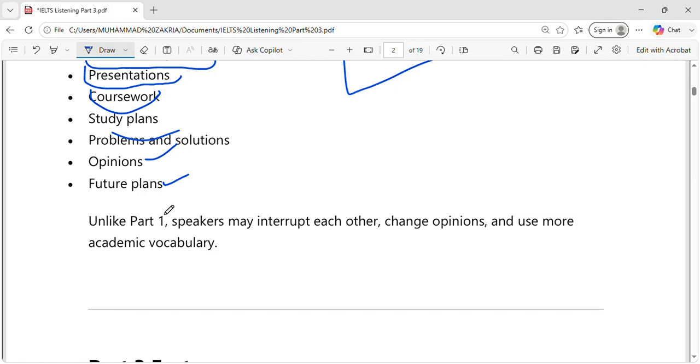In part one, one speaker speaks, and if the second speaker agrees, their answer will be correct. If they do not agree, the answer will be wrong. And here you listen to one perspective after another and whichever one they agree on, that is the real answer.